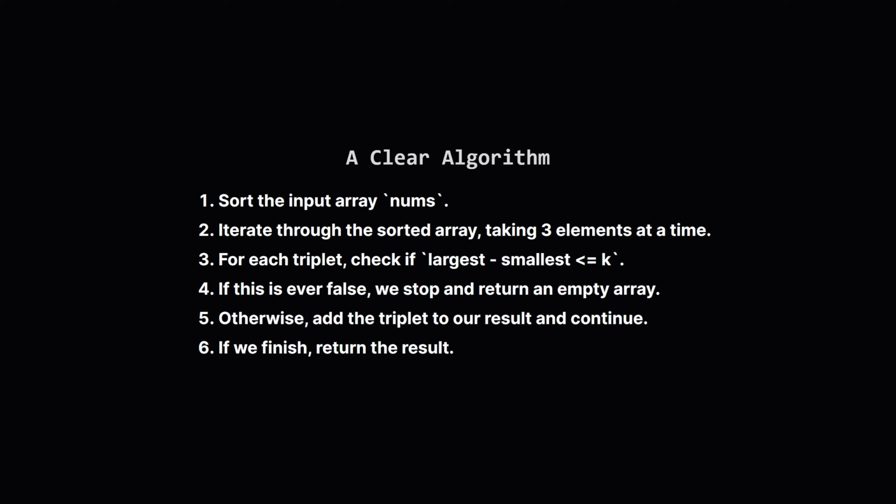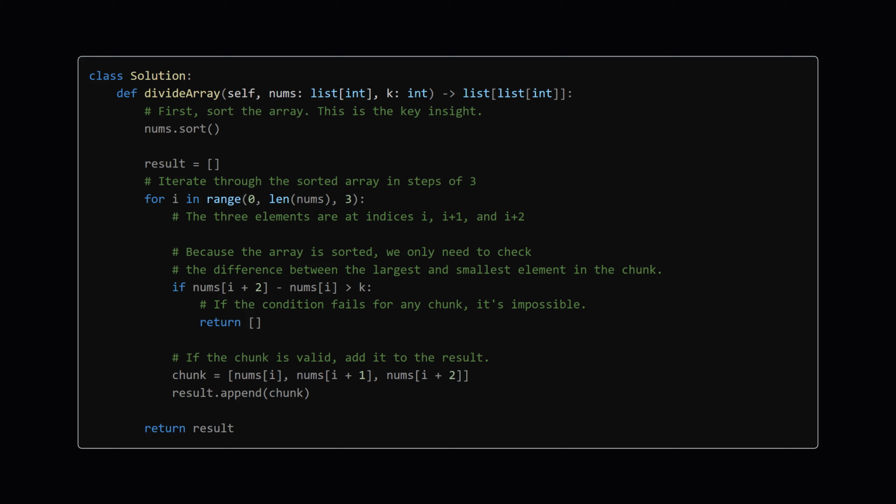If we find even one group that fails this check, we know it's impossible to continue, so we just return an empty list right away. If a group passes the check, we add it to our answer list and move on to the next 3 numbers. If we make it all the way to the end, we've successfully partitioned the array. Okay, here's the full Python code that implements our algorithm. It might look a little dense at first, but it's actually doing exactly what we just described. Don't worry, we'll walk through it piece by piece on the next slide.